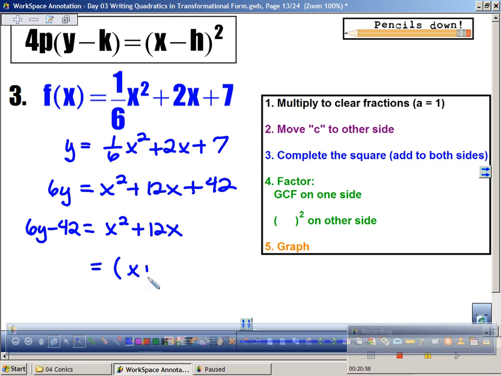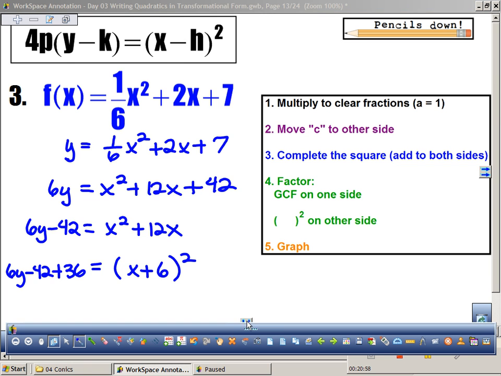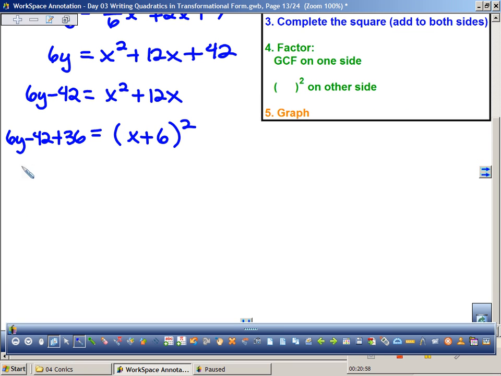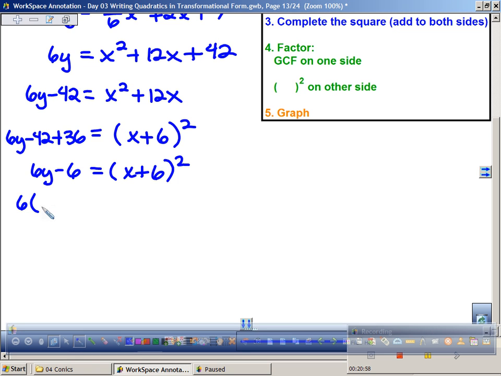You guys already have it, right? X plus 6 squared. If I put 6 there, what am I going to put on this side? Good. 6y minus 42 plus 36. What's negative 42 and positive 36? Negative 6? So I have 6y minus 6 equals x plus 6 squared. What's the last thing I need to do? Factor out a 6.